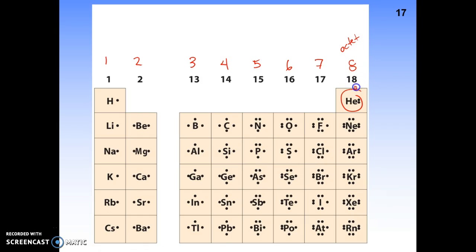Now helium has what we call a duet. It's a duet because there are 2, octet because there are 8. Helium is the only element on the periodic table that is stable with 2 electrons, and all the elements that are close to helium, like lithium and beryllium and boron, are going to want to do what helium does. But we're going to get to that next.